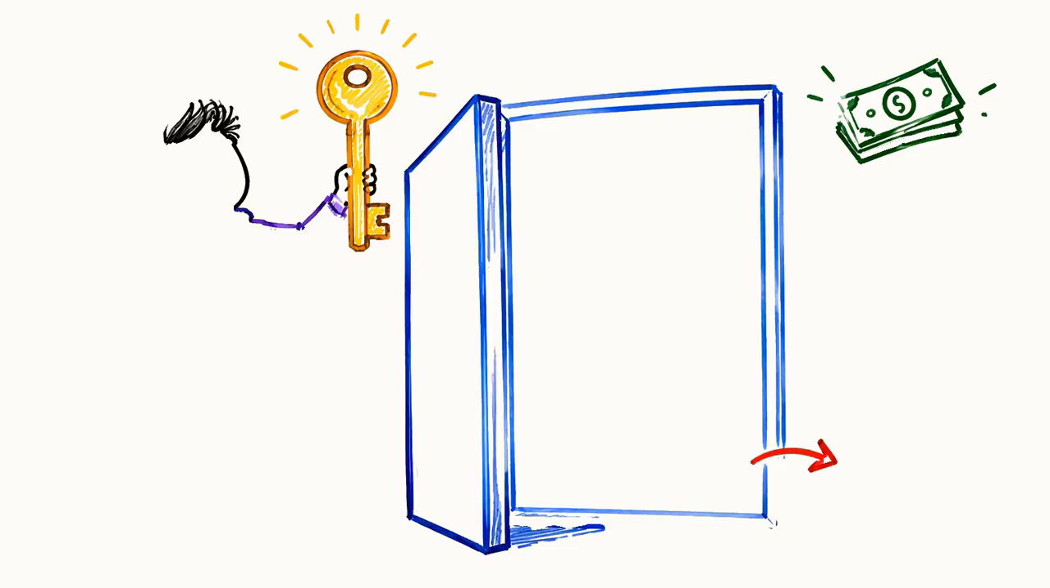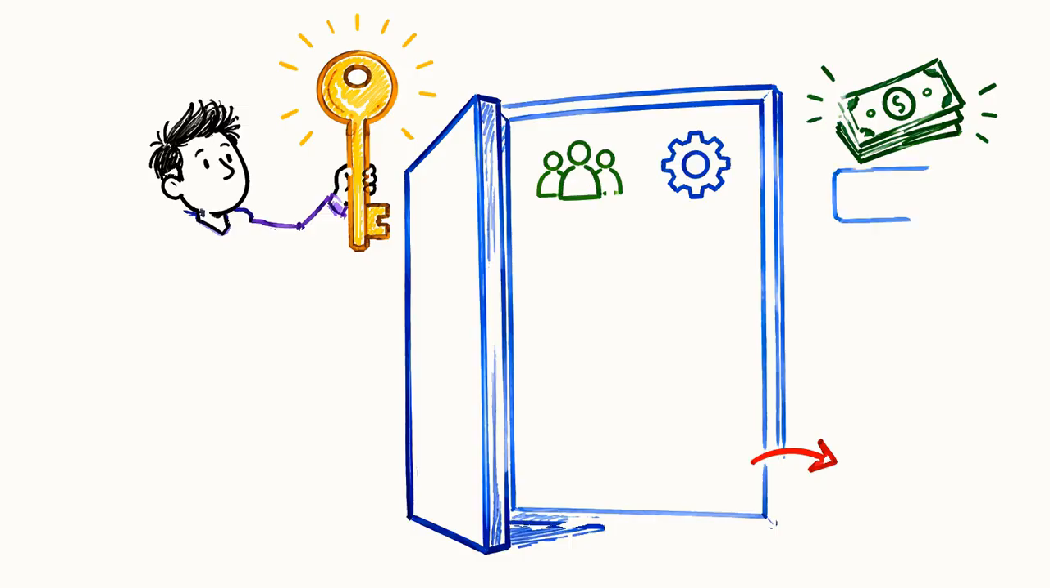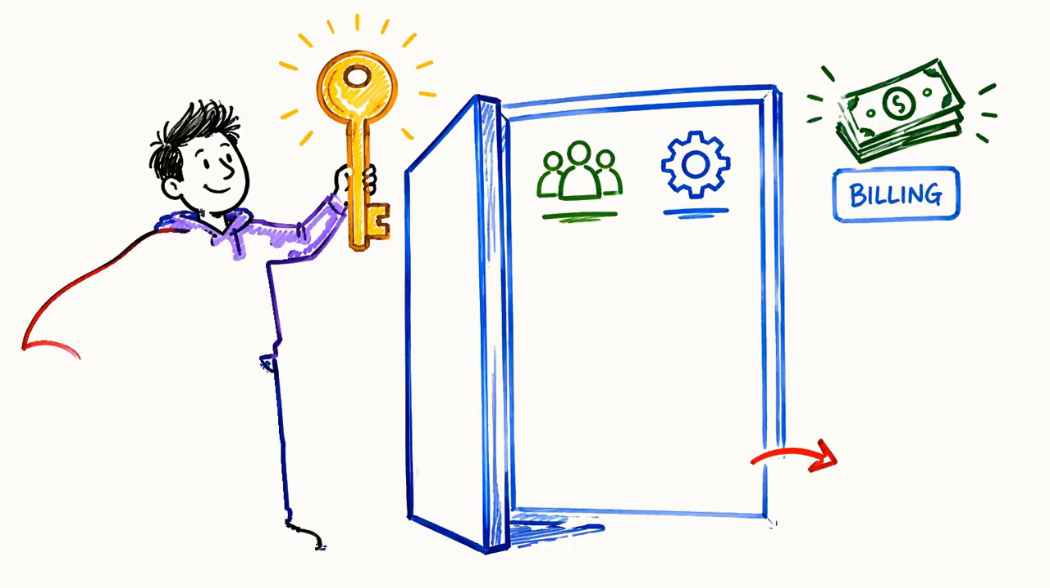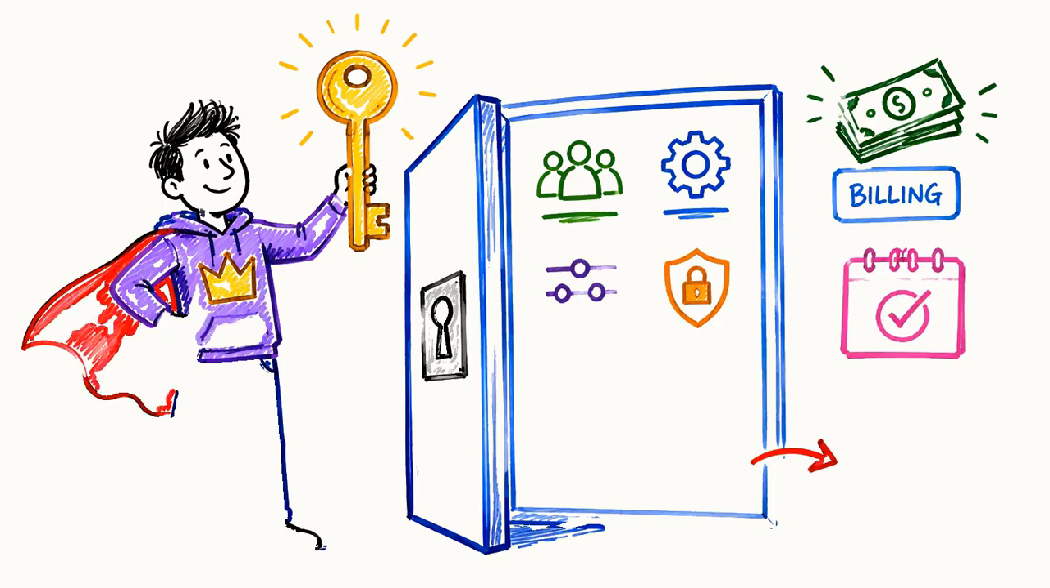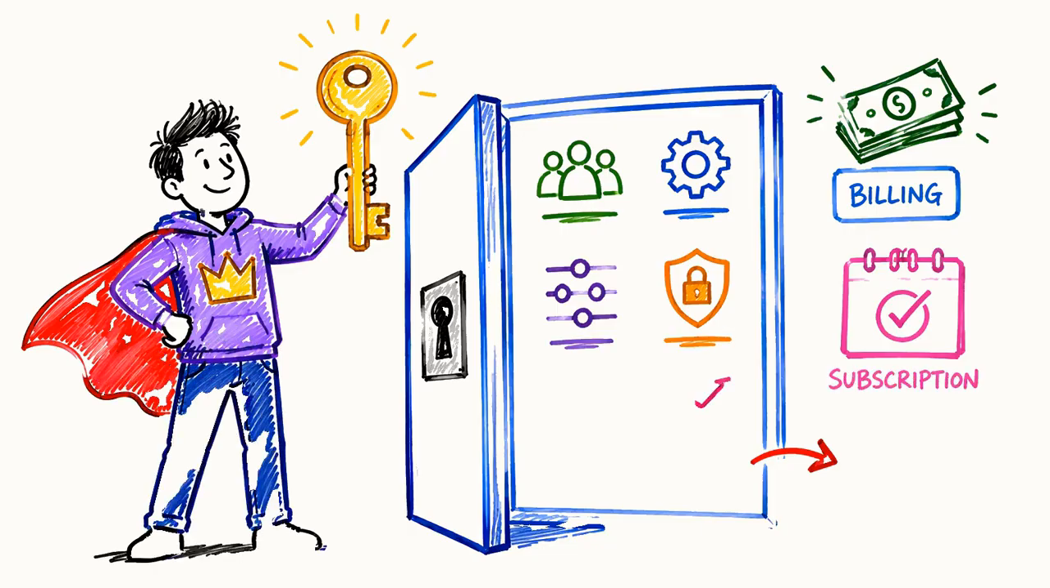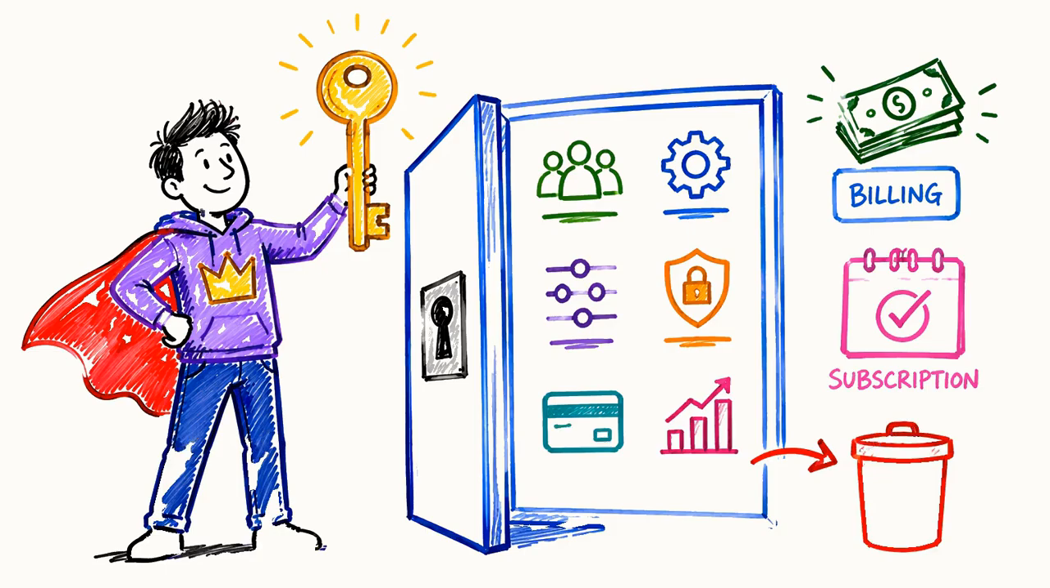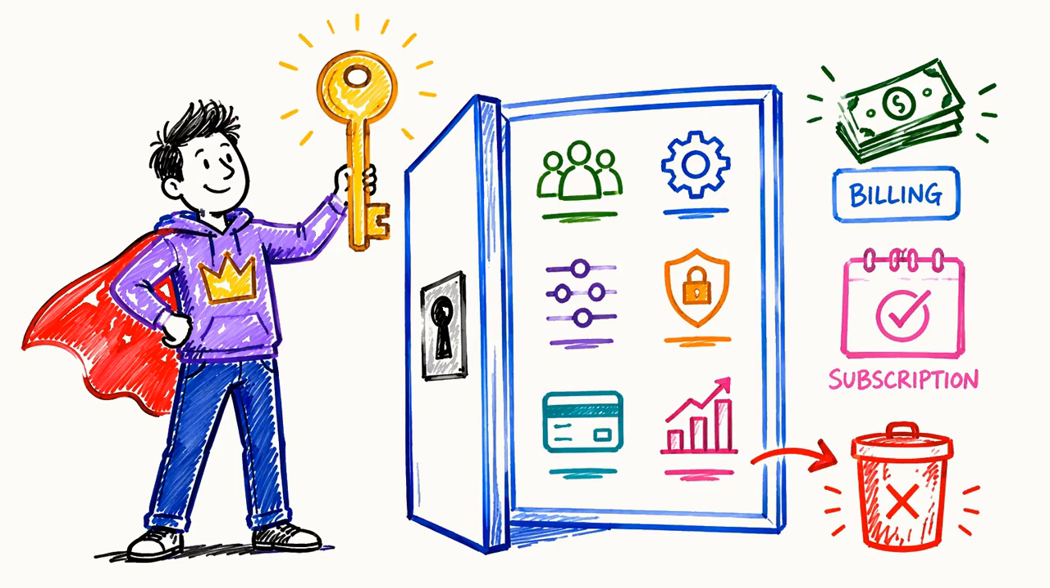Think of the workspace owner as the ultimate key holder. This role has full access to everything, managing members, changing settings, and crucially, handling billing and the subscription plan. An owner is the only one who can delete the workspace. You always have to have at least one.